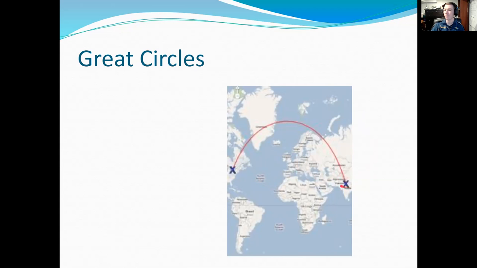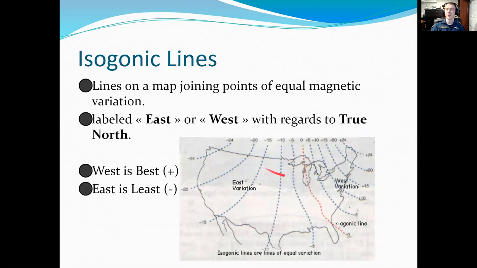And it doesn't seem like it's the fastest route, but believe it or not, it actually is. That's the shortest geographical distance between those two points. Spheres are cool.